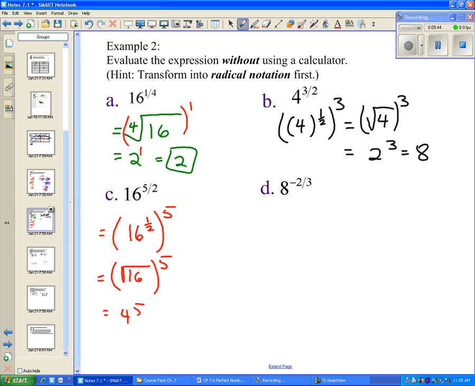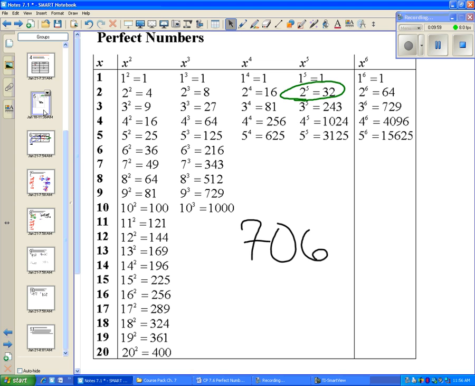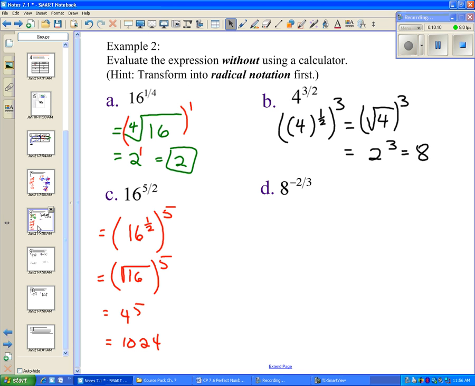4 times 4 is 16. 16 times 4 is 64. 64 times 4 is 256. 256 times 4 is 1024. That's 4 to the 5th. Now, if I don't have that memorized, I can come back over here and see that 4 to the 5th is 1,024. That's why we gave you this sheet, so you can get to know these and memorize them. Ignore that bell. And so 1,024 is my answer.